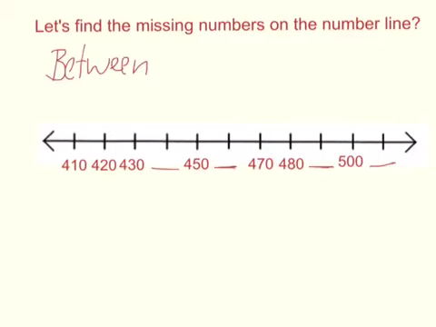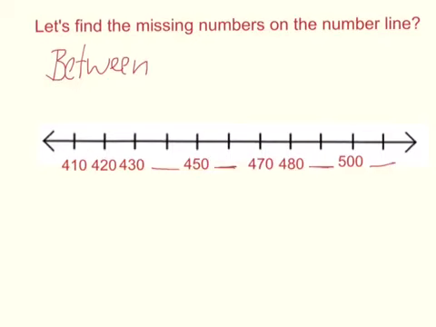So I want you to tell me, what is the number between 430 and 450? Between means it has to go in between these numbers. So we are looking at this one here. We can see that there's a number over this side, 430, and there's a number this side.